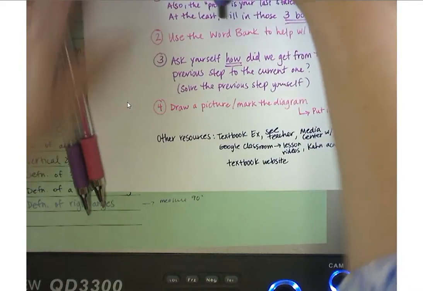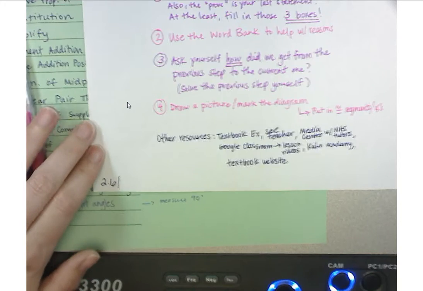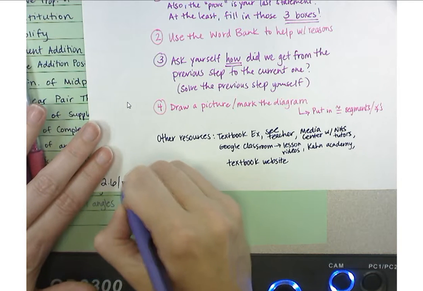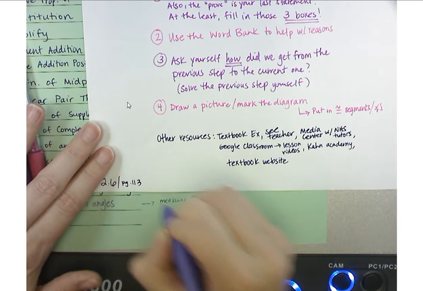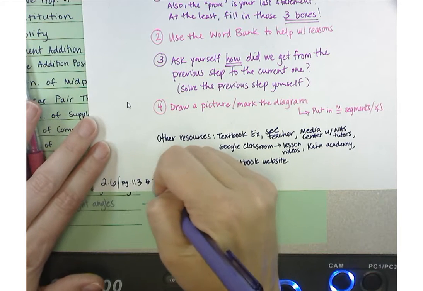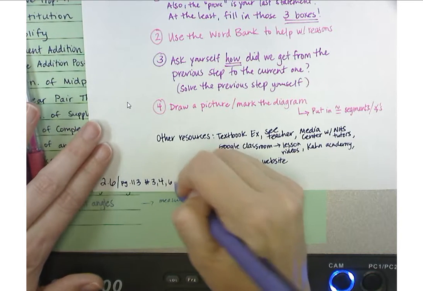And then if you have access to an older brother or sister, they can be good resources too. Some of them. If you get along. Or even sometimes mom or dad.